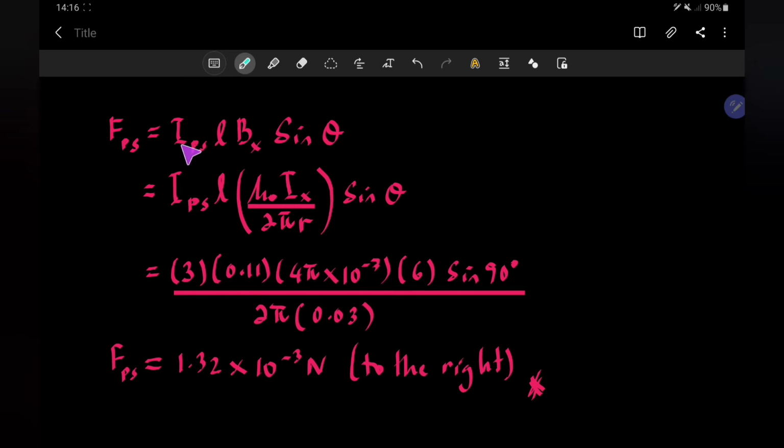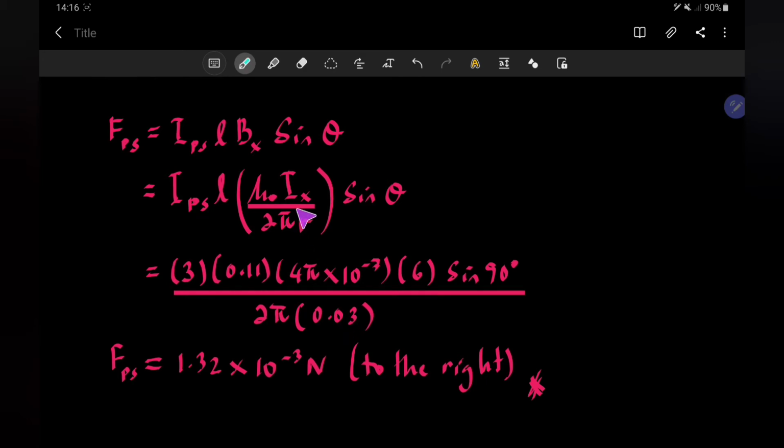Okay, alright, so I_PS is the current through the PS conductor. Length is given already. B_X equals mu naught I_X over 2 pi r. So we are talking about the current through the X wire. Okay, so we just substitute all the values. This is I through PS. This is the length of PS. And then mu naught is just a constant. This is I_X. Okay, and then 2 pi r.